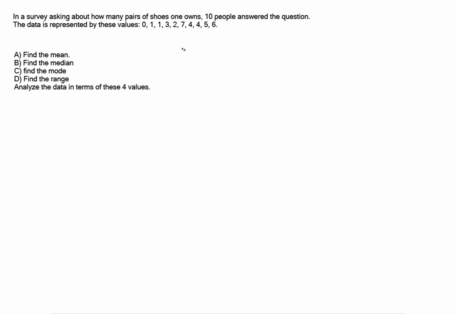So we have our questions here. We'll go through them one by one. Part A says find the mean. So the mean right here is going to be the sum of your numbers over the number of numbers. So the sum of your numbers divided by the number of numbers.